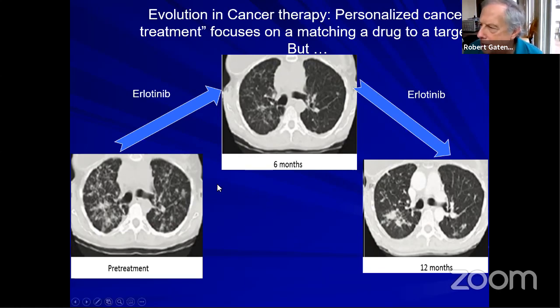So my contention is that the second half of the graph, this evolution of resistance, which has been regarded rather fatalistically by oncologists, is really also very personal, and also can be understood and can be manipulated in ways that allow the patient to continue to respond or respond better to the existing therapy.